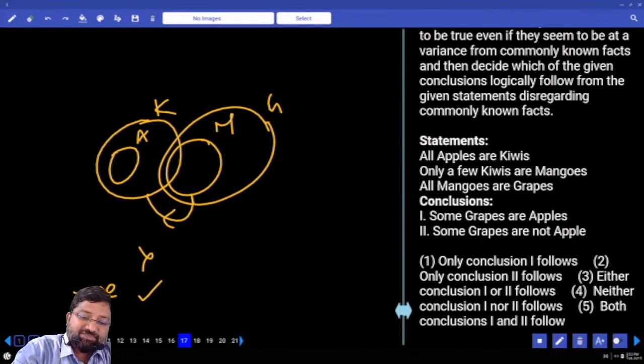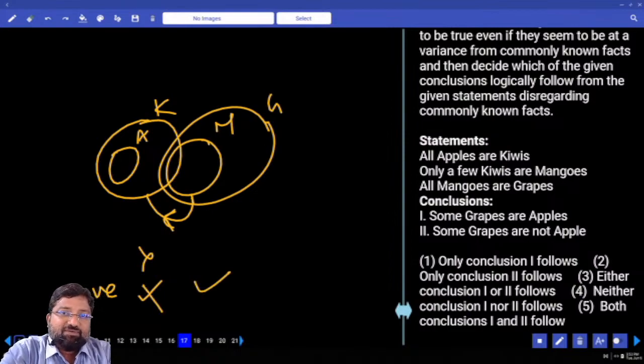Yes. Arrow mark, look. When grape goes, mango will also go along with the grape, right? What is the problem? Mango can go inside apple. Any problem? No problem. When that is right, this is wrong. What's the answer? Neither one nor two. Don't mark either or. This is neither one nor two.